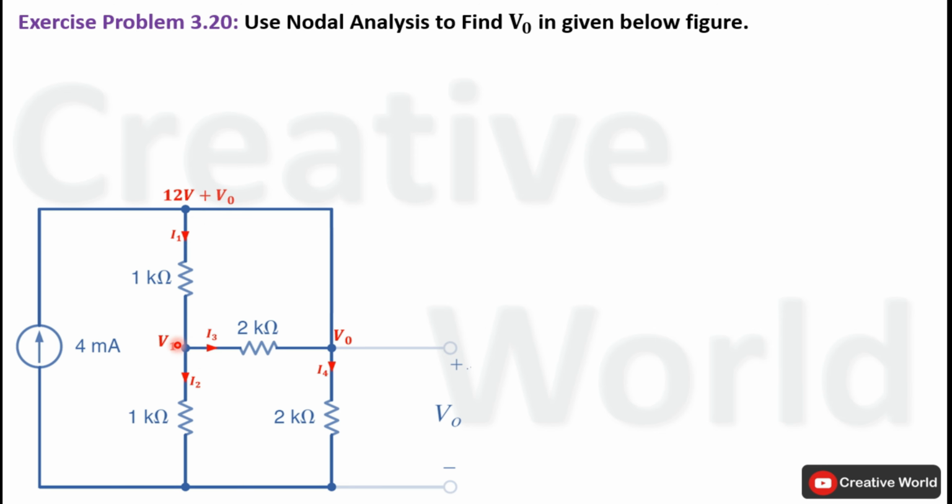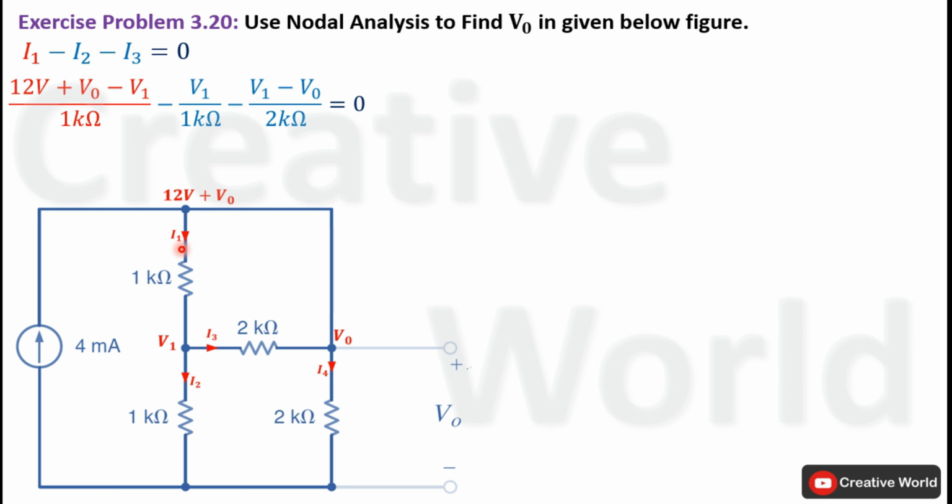We will start from here. On this node, one current is entering, that is I1, while two currents are leaving, I2 and I3. The entering current is taken with a positive sign while leaving currents are taken with a negative sign. Now we have to replace these currents with their respective equations. Current I1 will be equal to the potential difference of these two node voltages divided by the value of resistance, and the direction of current I1 is downward, leaving from this node and entering node 1, which shows that this node voltage is at a higher potential than this node voltage V1.